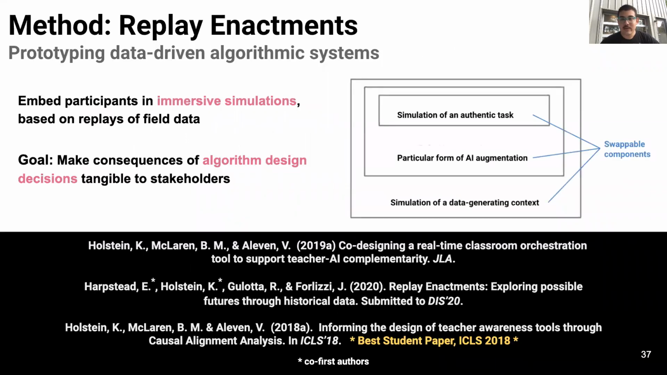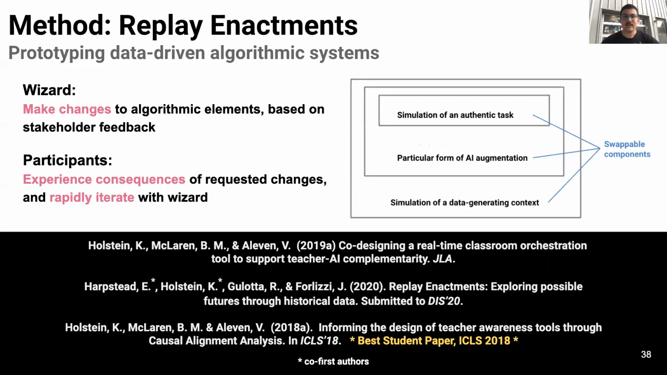So I developed a new prototyping method called replay enactments. Replay enactments embed participants in immersive simulations based on replays of actual data from field contexts in order to make the consequences of algorithm design decisions more tangible to stakeholders, even if they know very little about AI. During a session, a human wizard makes live changes to algorithmic elements of a system's design based on stakeholder feedback. For example, the parameters of a machine learned model. This allows stakeholders to experience the consequences of their requested changes and then rapidly iterate with the wizard.